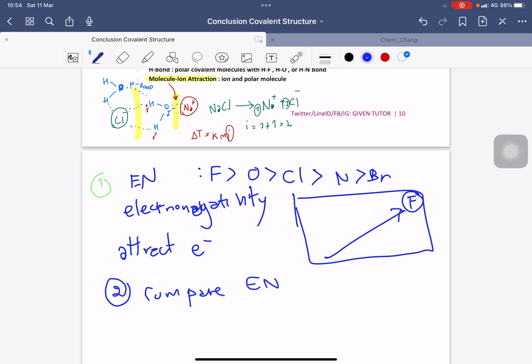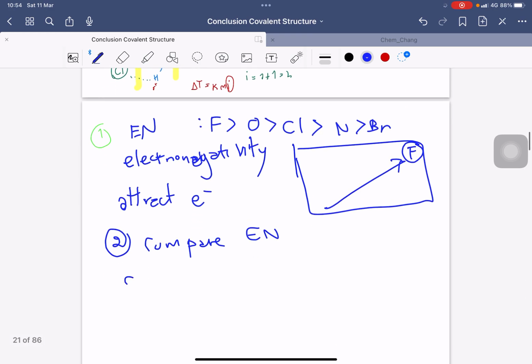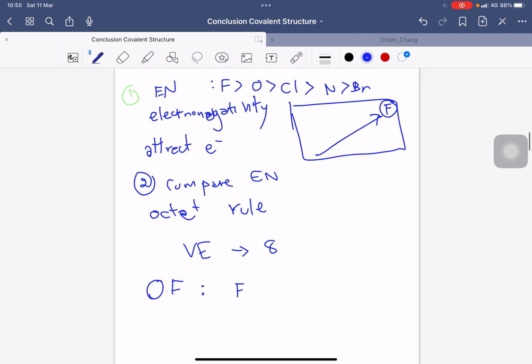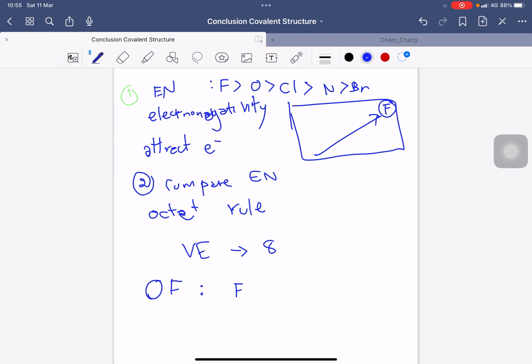So the second thing, you will have to compare the EN first to see which one gains, followed by the octet rule. That means they will receive electrons and then the valence electrons turn to be eight. For example, like OF also. For the OF, you have to see the first thing that I said to you, the EN, right? So the F is more than O.